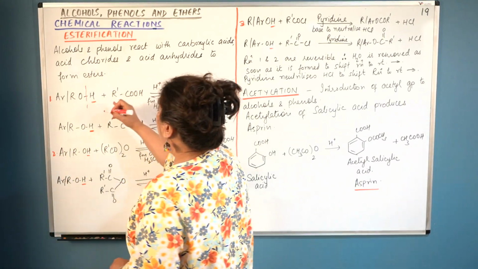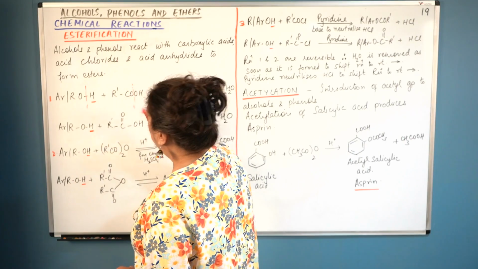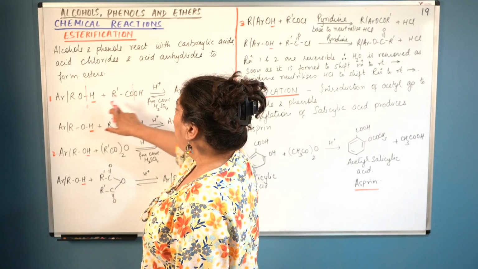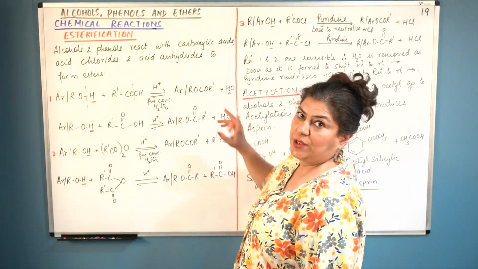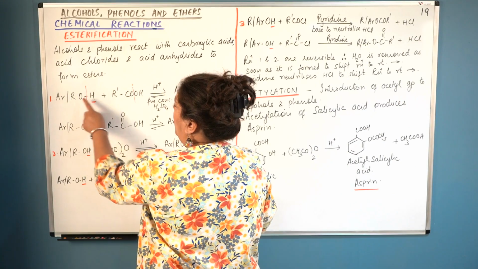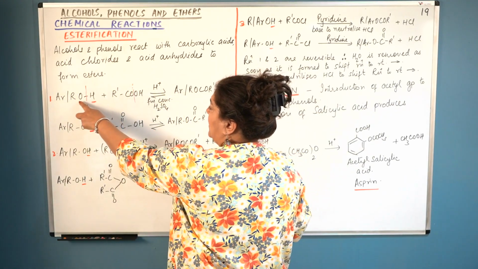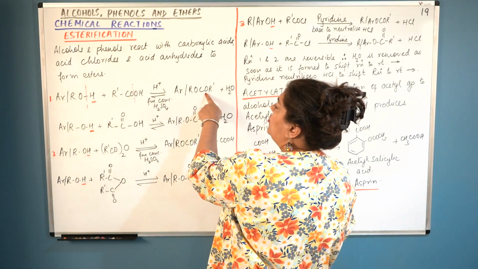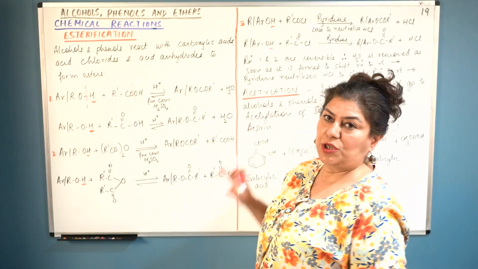And in RCOOH, it is the OH that is breaking. The hydrogen from here and OH from here are resulting in the formation of HOH, that is water. And in ArOH, the C joins here and forms ROCOR'. This is an ester plus water.